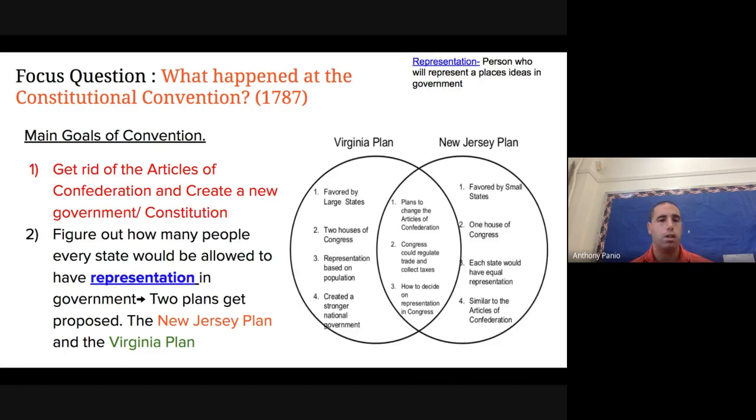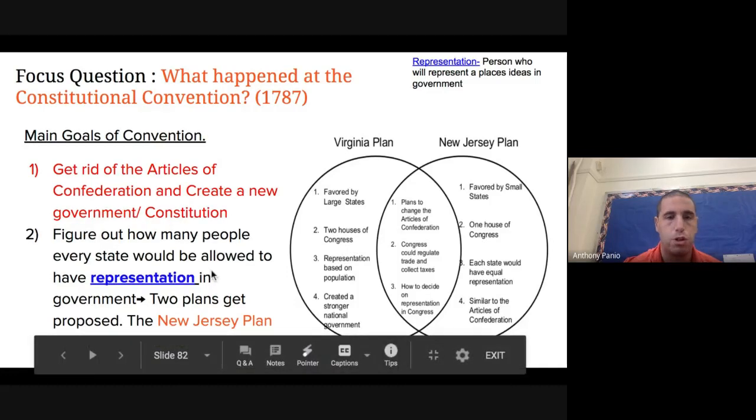And we have a situation where we have 13 states at this time, but within these 13 states, each state has a different amount of people. So some states like Virginia will have over 500,000 people, and a state like Rhode Island might only have 50,000 people. Are we going to have the same amount of representatives from each state, or do we want to have a different amount of representatives based on populations? So they come up with the New Jersey plan and the Virginia plan.